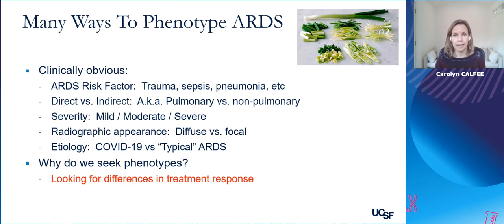Each of these may certainly have value. But I'd ask why we seek phenotypes. What is the goal of seeking to split ARDS into smaller subsets? Well, I would argue that the reason we're doing this is because we're looking for differences in treatment response. We're looking for a treatment-responsive subgroup, because otherwise, why does it really matter how we split these patients unless they respond differently to therapies?